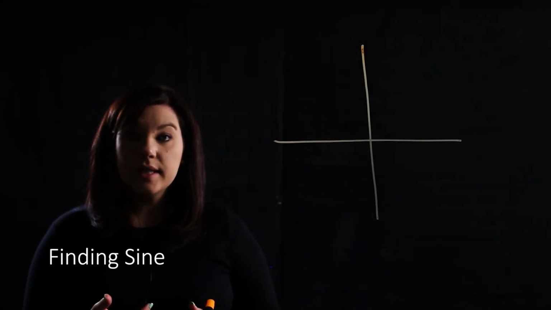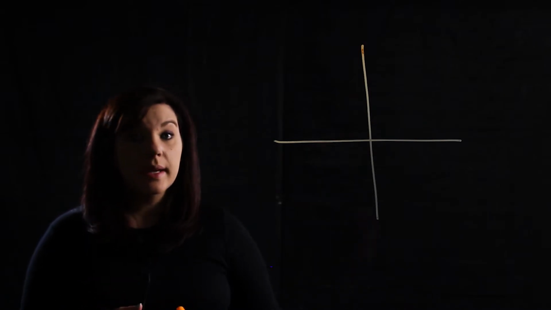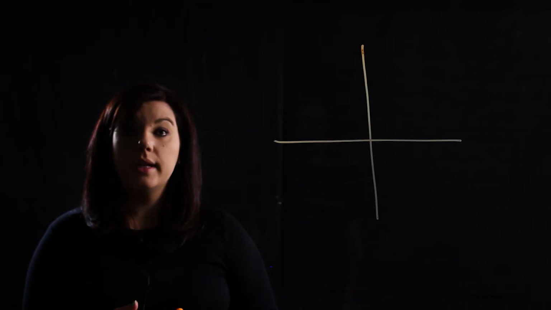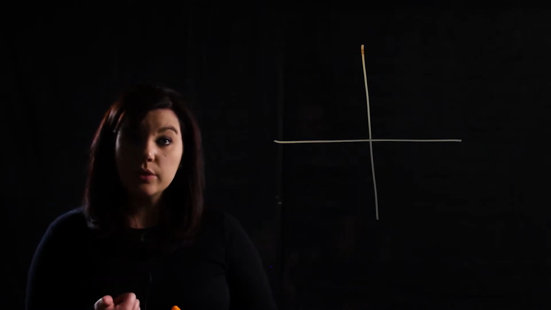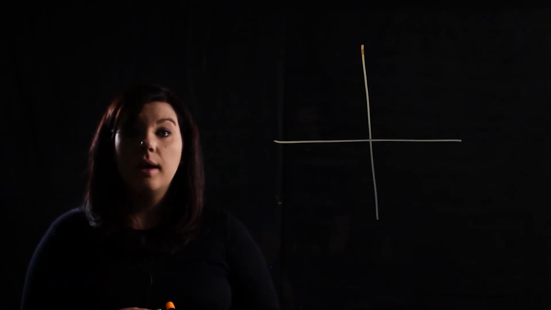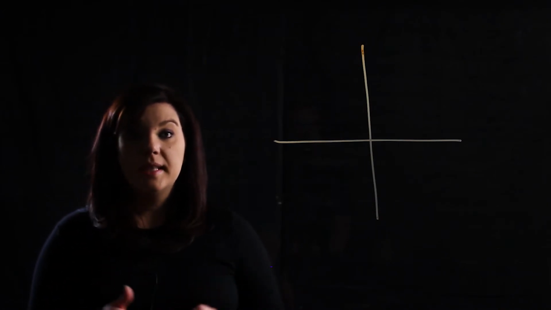Now let's look at a few examples for when we find trig functions of our special angles. So we're going to be combining a lot of things that we know. We're going to be combining our knowledge of our special right triangles, the unit circle, and what we know about our trig functions. Let's start with this one.